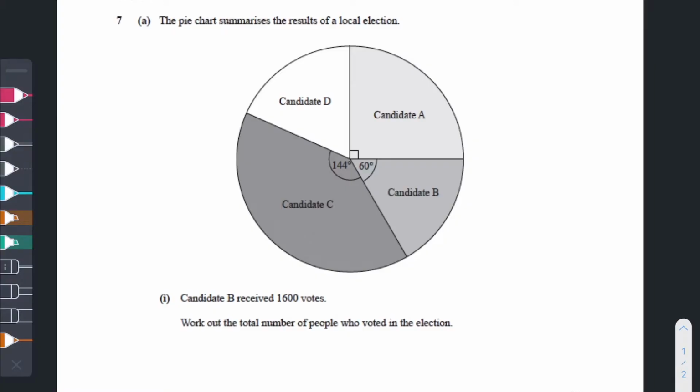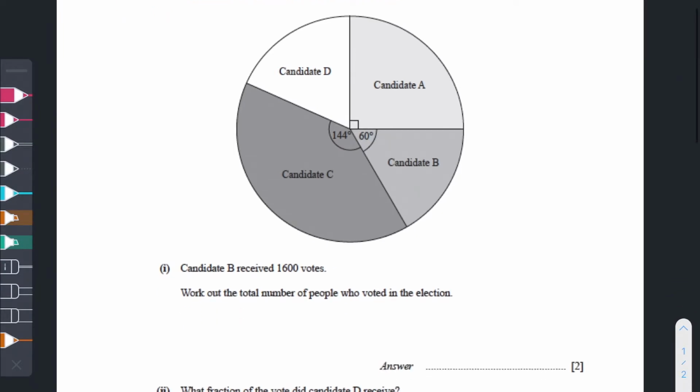Hi guys, so we'll be solving an O-level past paper question from the year 2014. This session is May-June. This is question number 7. We'll use a pie chart to find different values, draw a histogram, also estimate the mean. So let's start. The question says the pie chart summarizes the results of a local election.